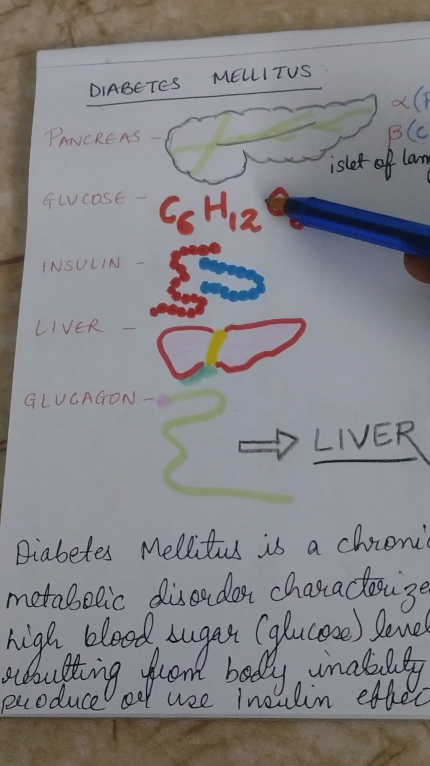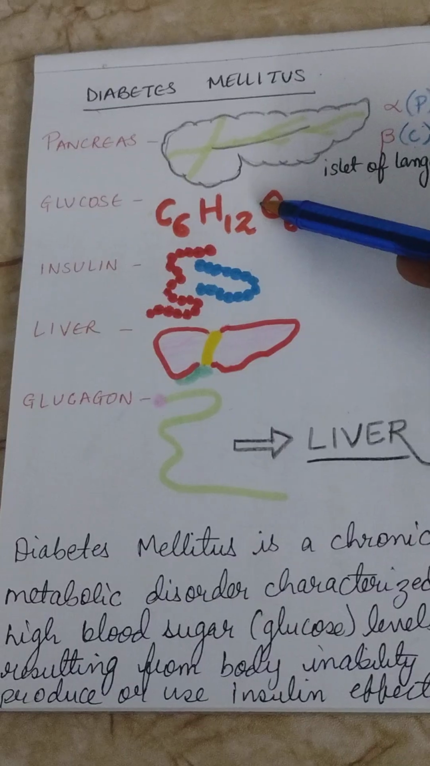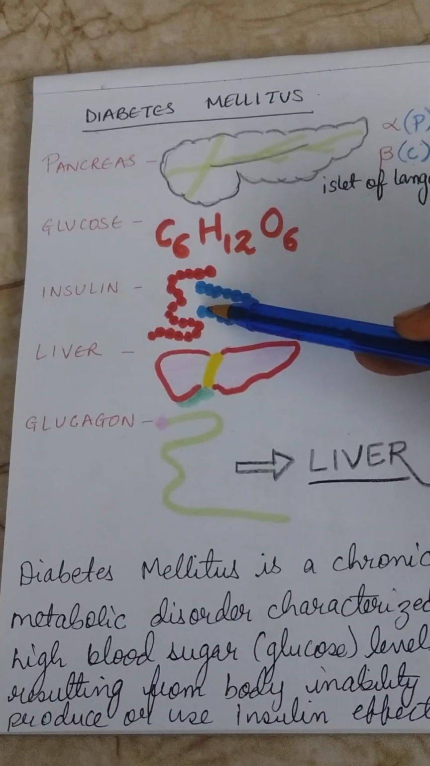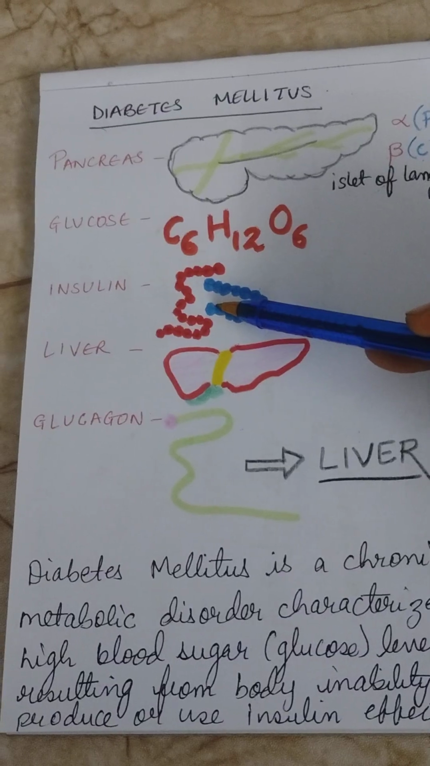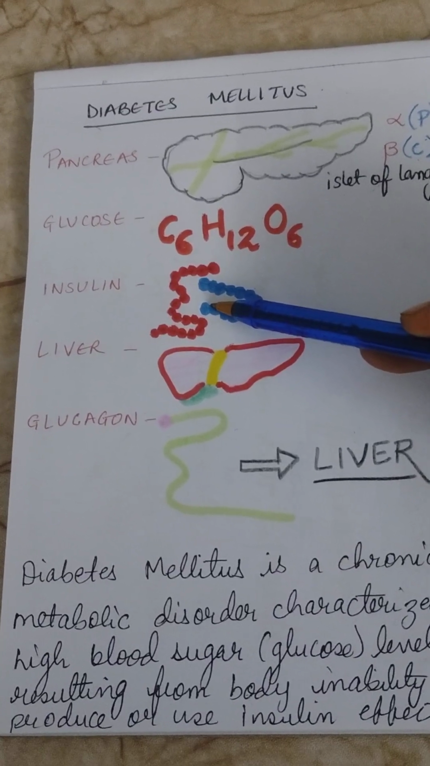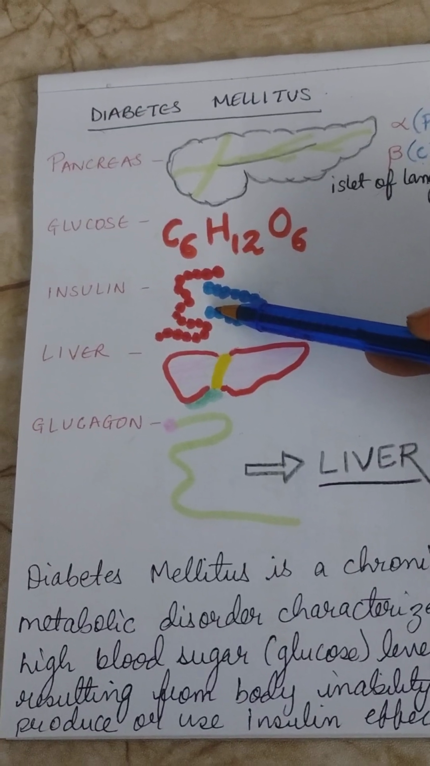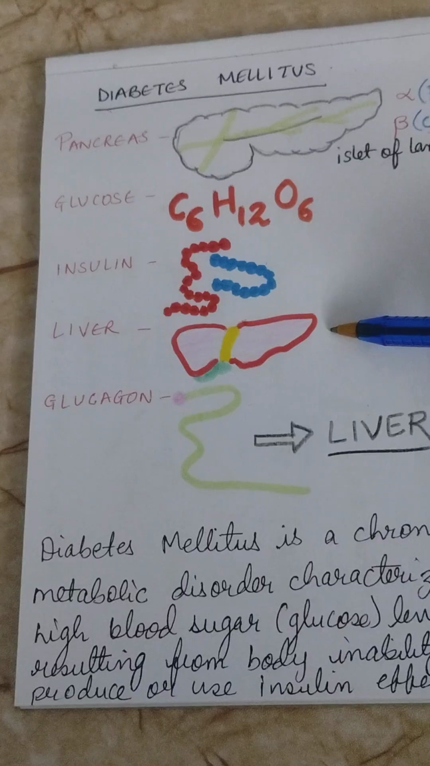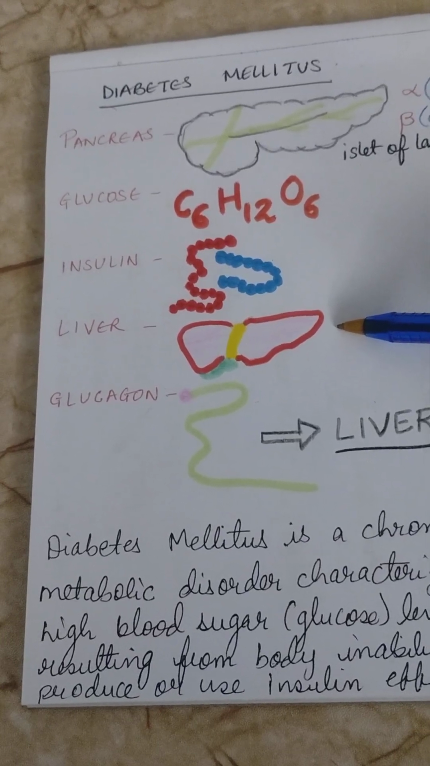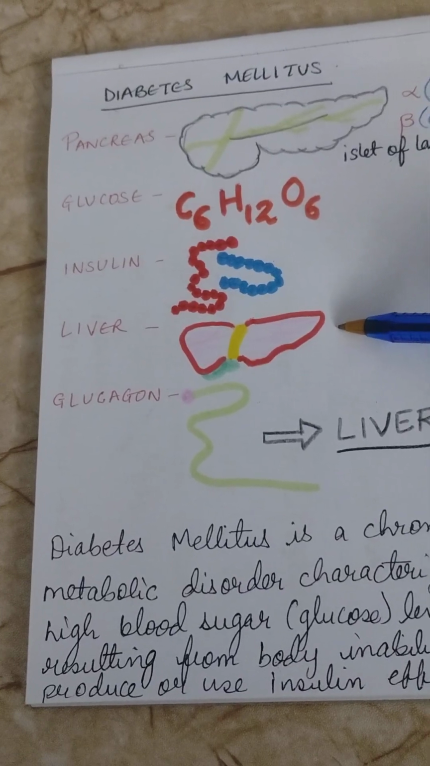Second is glucose. It is a form of sugar which fuels cells in the body with the help of insulin. Third is insulin, which is secreted by the beta cells of the islets of Langerhans. It attaches to glucose, which regulates the blood sugar. Fourth is the liver. It stores excess glucose as glycogen. Later, when the body is in need, it releases it.